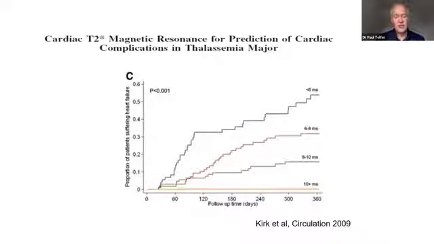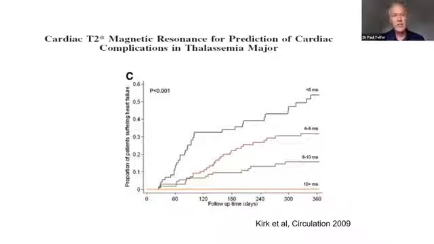And this is a very important study that was published about 10 years ago now, where a number of patients in the UK were scanned and their T2 star was measured, and then they were followed over a period of time. And there was, if you like, a dose-dependent risk of clinical cardiac disease and death. And this not only established the clinical validity of measuring myocardial iron by T2 star, but also the range of values which are of clinical importance.